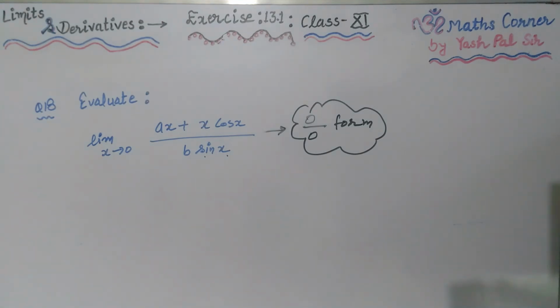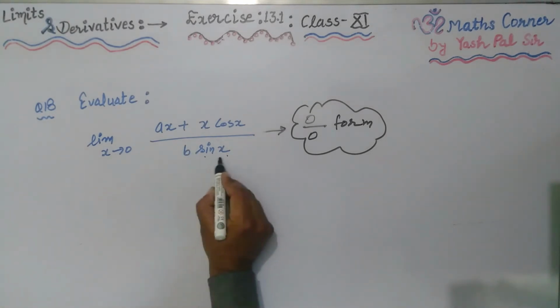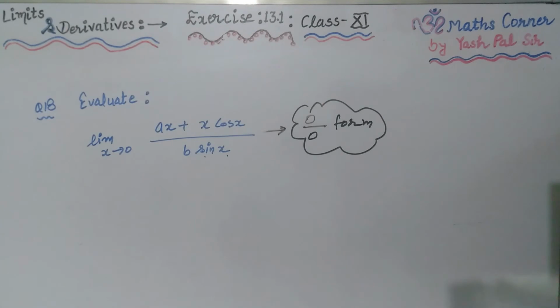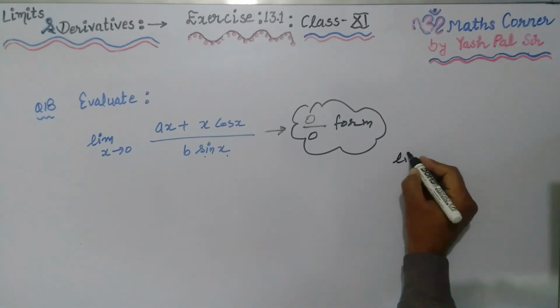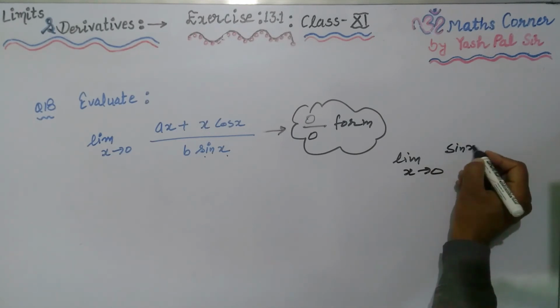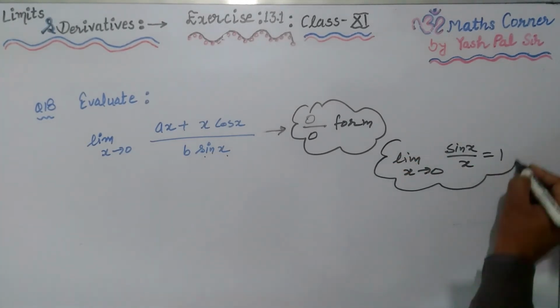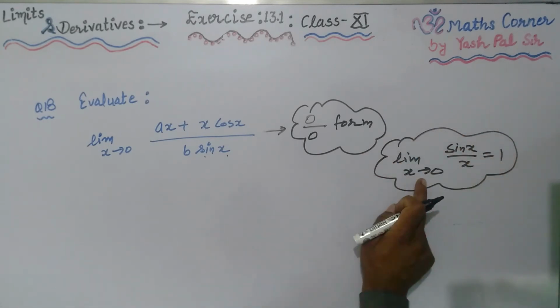So what should we do? We have to follow an alternate, different method to solve this question. So what should we do here? Just here in the denominator we need to divide by x, so that we can use the result limit x approaches 0, sin of x divided by x is equal to 1. Okay, so this is the target.